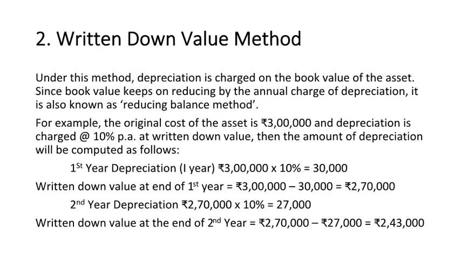on the written down value, in the first year, depreciation would be 3 lakhs rupees multiplied by 10%, which is 30,000 rupees. The written down value at the end of the first year would then be 2,70,000 rupees. In the second year, depreciation would be 2,70,000 rupees multiplied by 10%, resulting in 27,000 rupees. The written down value at the end of the second year would be 2,43,000 rupees.